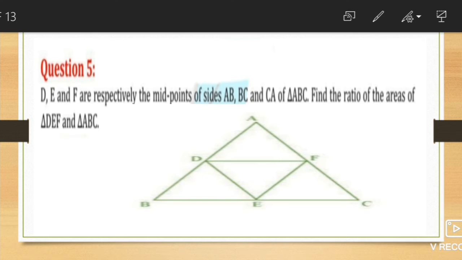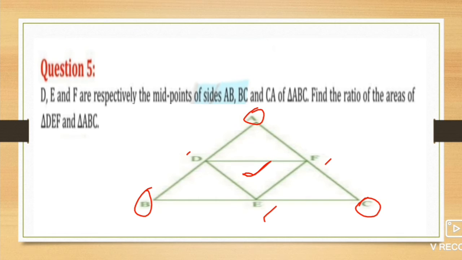DEF are the midpoints of the sides AB, BC and CA. You have to find the ratio of the area of triangle DEF and ABC. That means you have to find the ratio of this triangle and the whole triangle ABC. Okay, so let's check the solution.